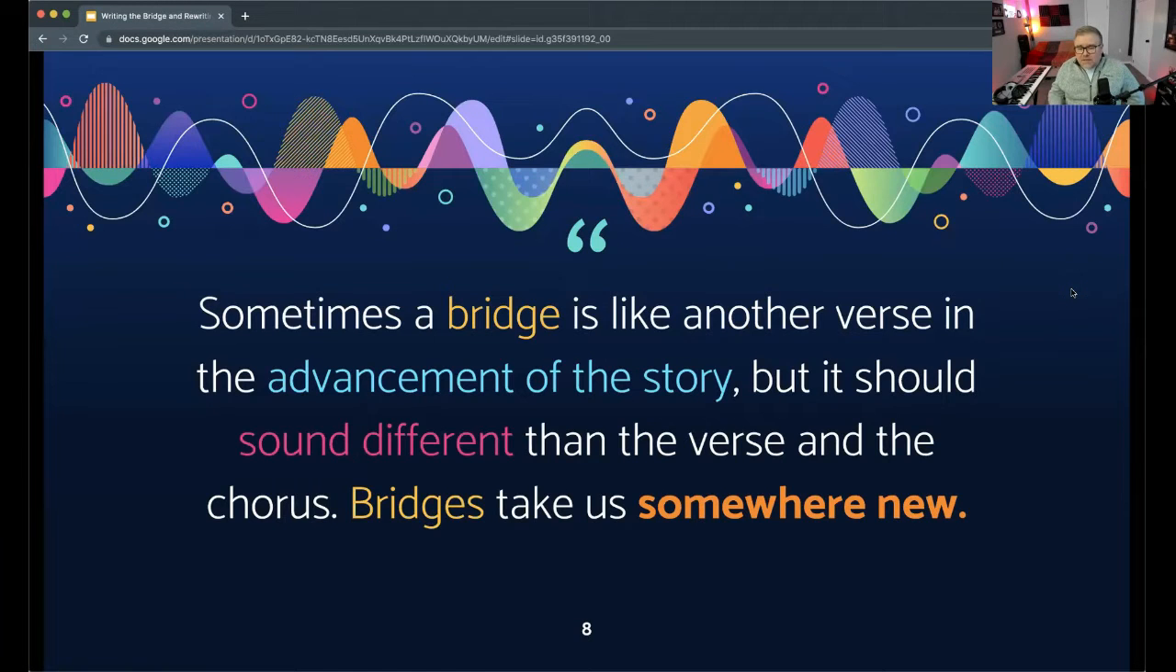So sometimes a bridge also can act like another verse in the advancement of the story. So it can advance the who, the when, and the where, like we've talked about. But again, it should sound different than the verses and the choruses. And again, the key word here is bridges take us somewhere new. So when you're writing and you're like, oh, now I have to write my bridge, just in your mind, think, where do I go that's new?